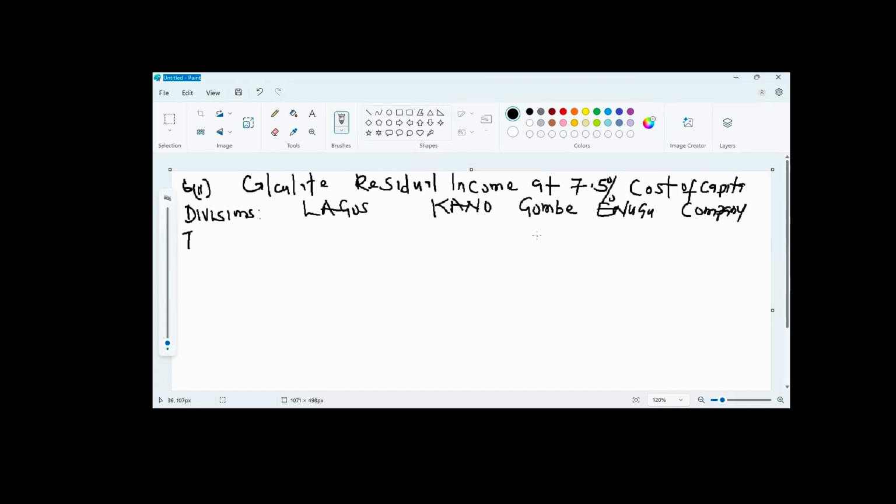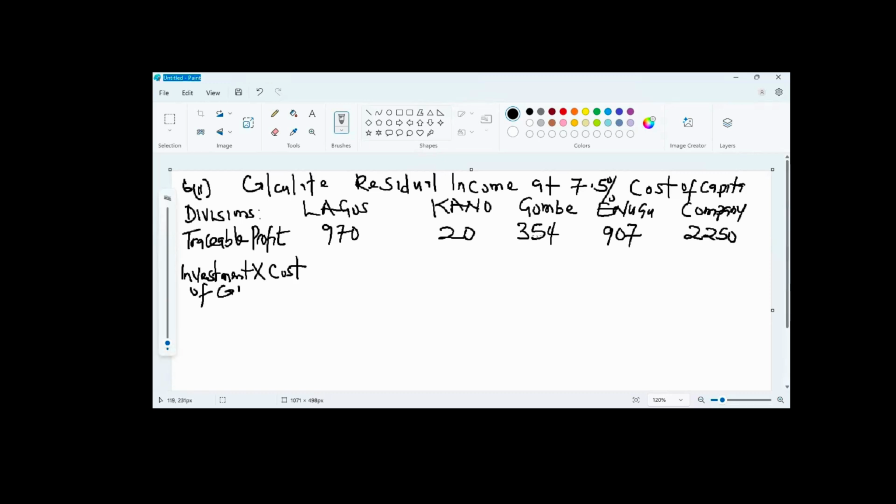I'll pick the profit, the traceable profit. This is 970 for Lagos, 20 for Kano, 354 for Gombe, 907 for Enugu. Total is 2,250. I will now go and look for investments multiplied by cost of capital.